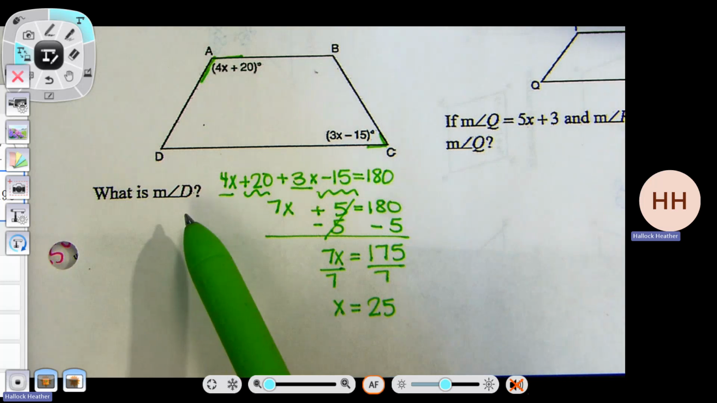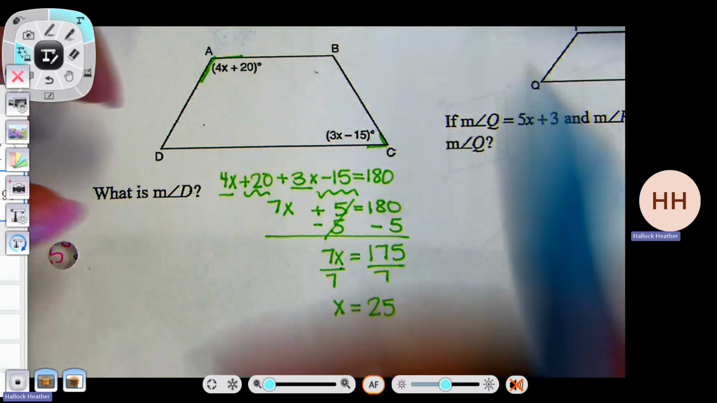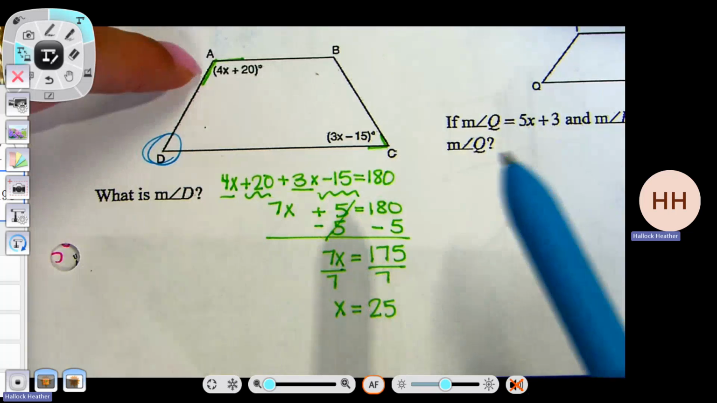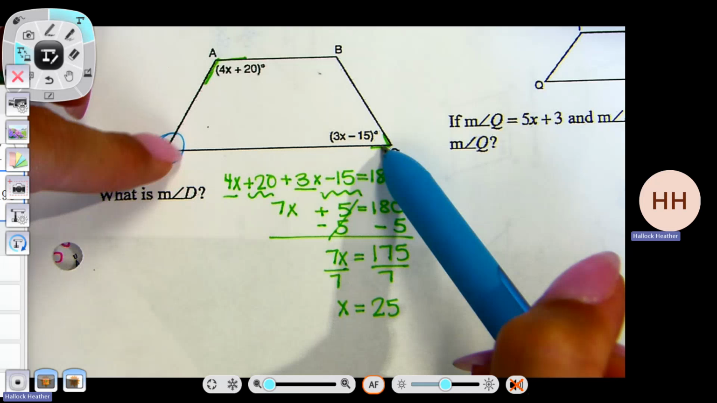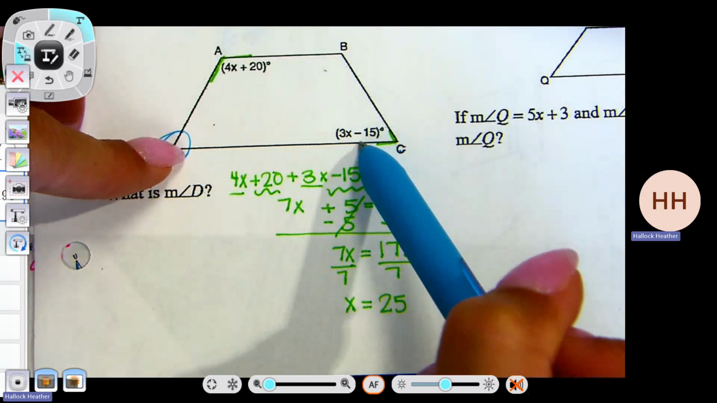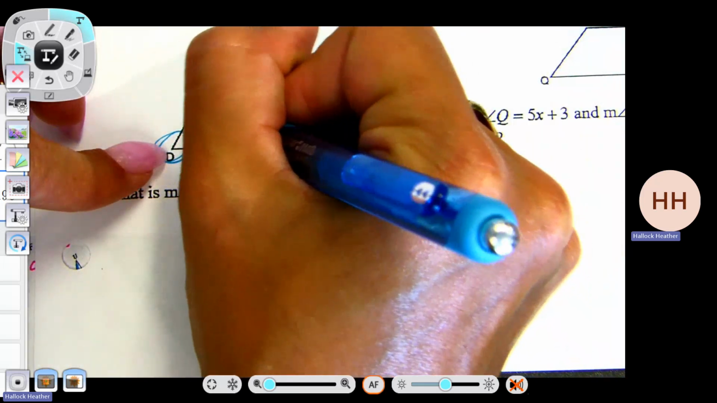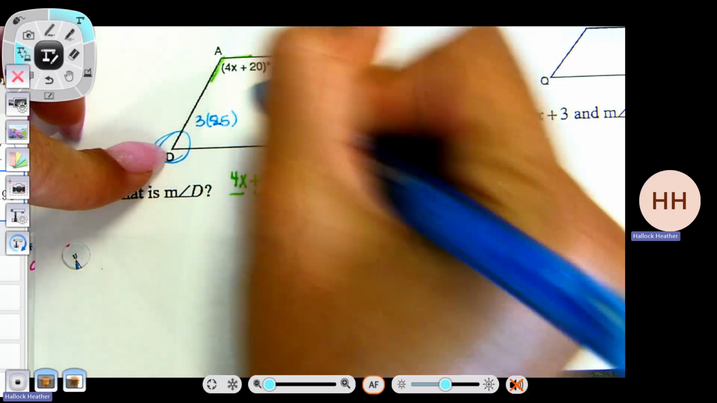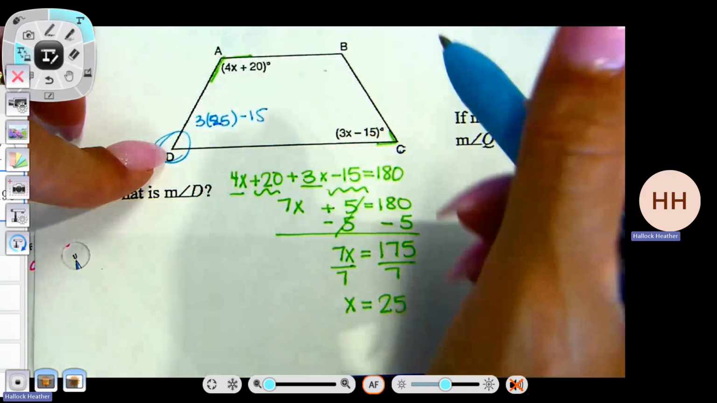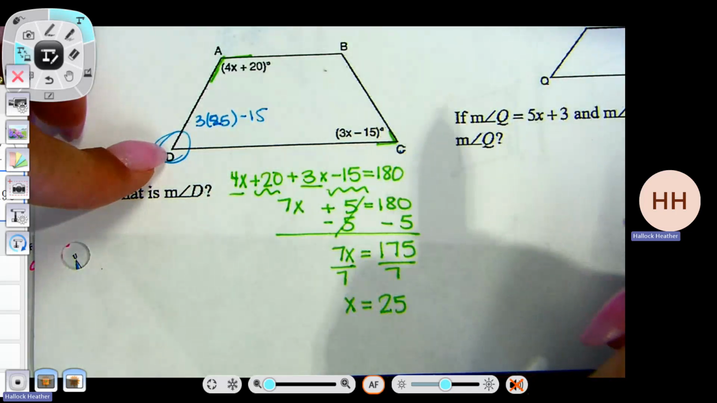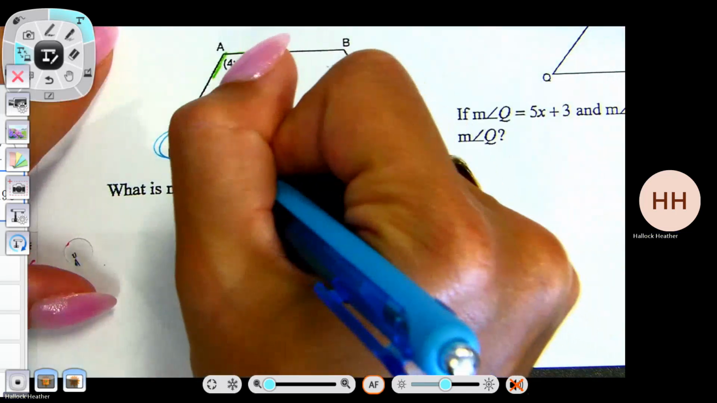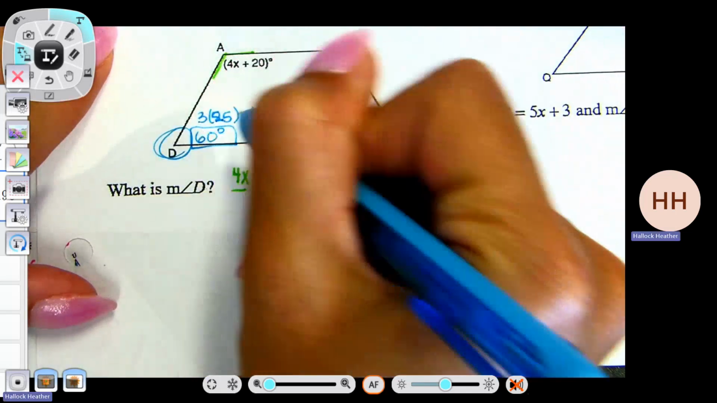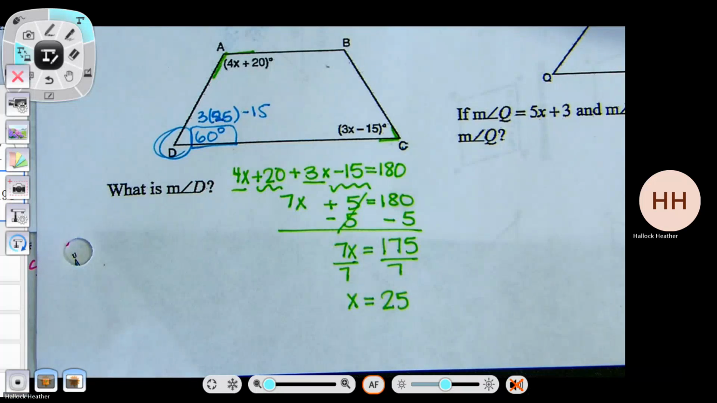So you have to find angle D. I said 9 plus 10 is 20. You need to find this. Should I plug it into A or should I plug it into C? C, because base angles are congruent on a trapezoid. So I'm plugging it in: 3 times 25 minus 15. 3 times 25 is 75. 75 minus 15 is 60. No. You have to plug it back in. But yes, x is 25. Then you plug it in.